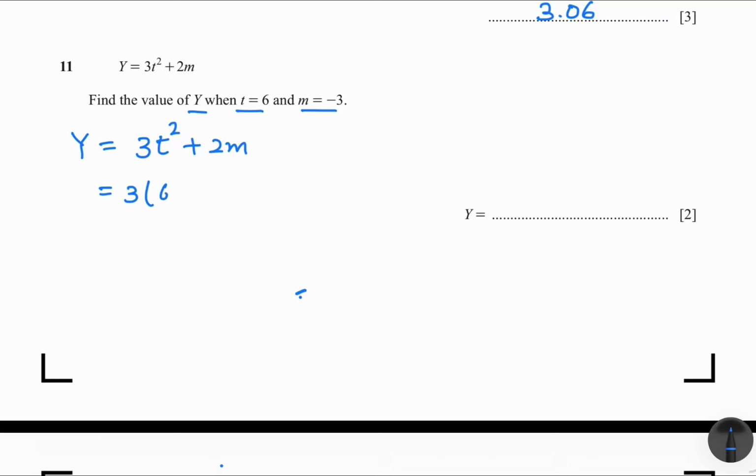t is given 6, so 6 squared, then 2m, m is 3. So this is 3 times 6 times 6, it's 108, minus 6. Okay, so it's 108 minus 6, that is 102 is the final answer, right? Simple.